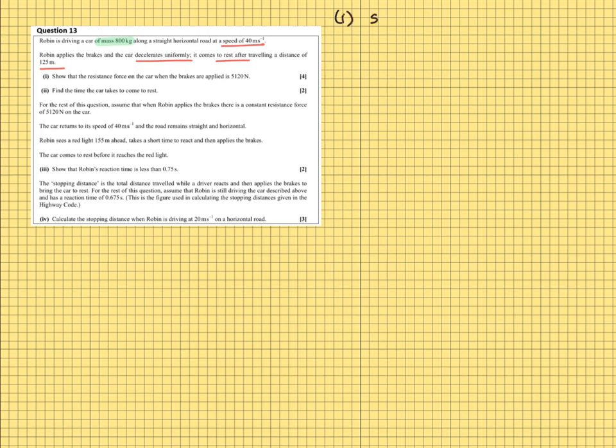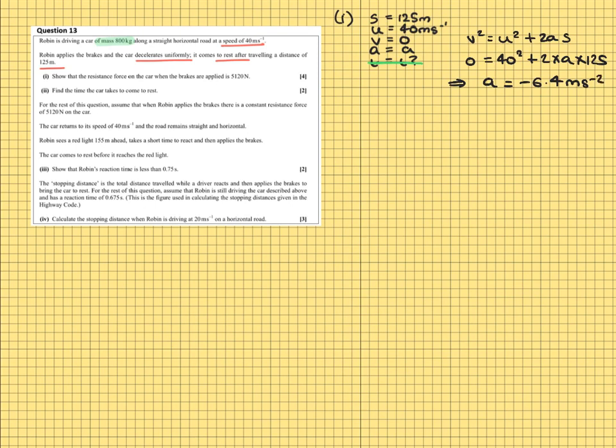First thing we're going to do is apply SUVAT to see what we can calculate, whether we can calculate the acceleration. s is 125 metres, u is 40 metres per second, v is 0, a we're trying to calculate, and t we do not know the value of. So applying SUVAT, we can use v squared equals u squared plus 2as. Let's substitute into this, and this leaves us with a value of the acceleration as negative 6.4 metres per second squared.